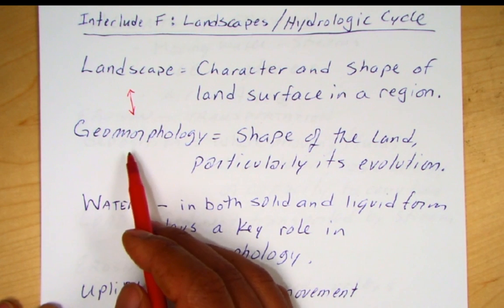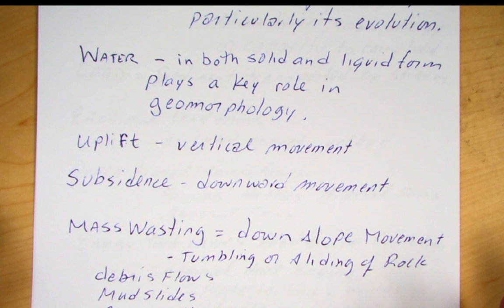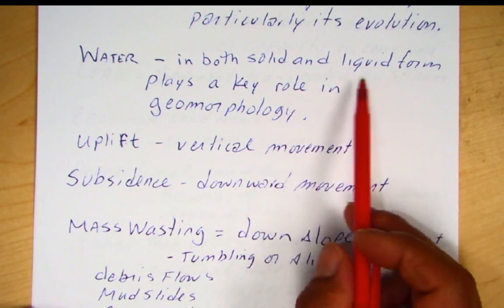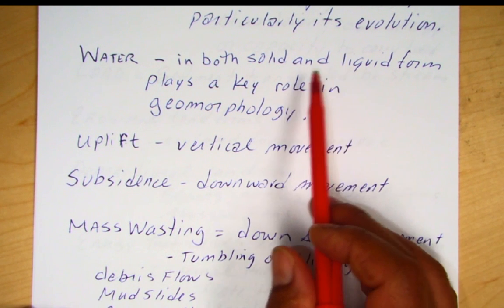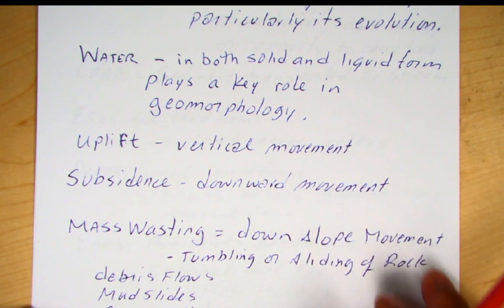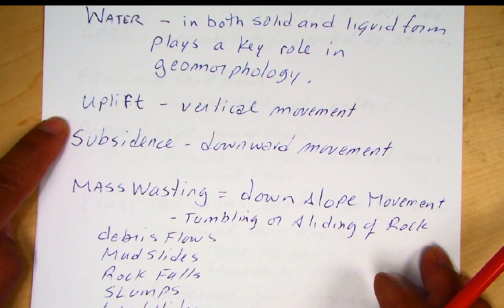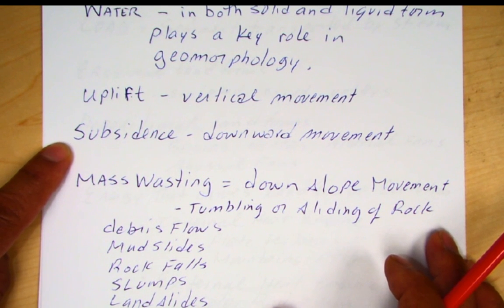Your book doesn't really mention geomorphology, but it's something I want you to know about. A universal agent on this planet that's instrumental in sculpting landscapes, geomorphology, is water. Water in both the solid and the liquid form, so in glaciers or in streams and rivers flowing across their surface, plays a key role in landscape evolution in geomorphology. Other terms we should know about: uplift. We've talked about uplift with mountain building. Subsidence is a downward movement, so areas may subside over time.